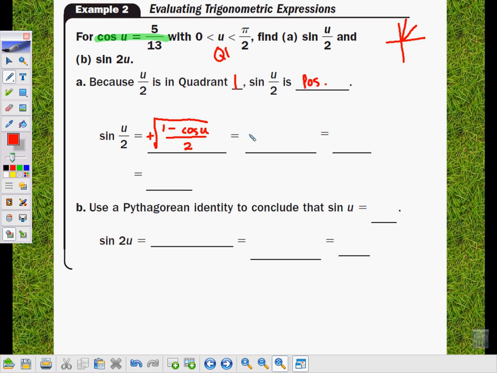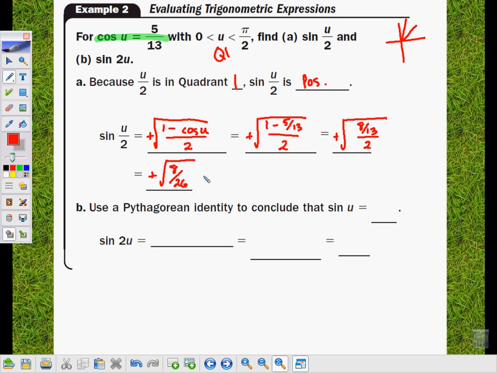All right. Well, we were given what the cosine of u was in our original ingredients here. Okay, so I'm going to plug that in. So we get positive square root of 1 minus 5/13 over 2. Now this one isn't quite so bad to simplify, so let's do that. I've got positive square root of 1 minus 5/13. That's going to be 8/13 over 2. And so then that gives me the positive square root of 8/26.